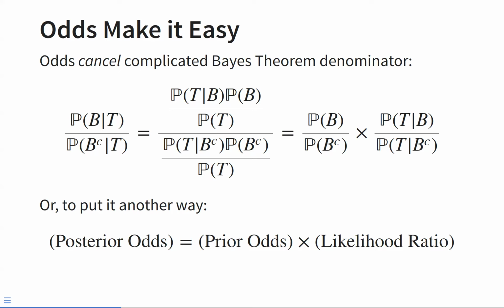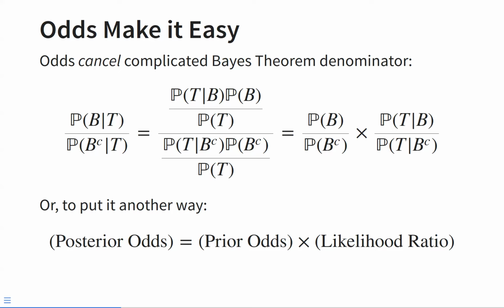So that's the probability that she has breast cancer given that she tests positive, divided by the probability of B complement given T. That's the probability that she doesn't have breast cancer given that she tests positive. So we can apply Bayes' rule twice. First, we do it for the numerator, which comes directly from the previous slide. And then we do it for the denominator, which is identical, except that we now have a B complement where we used to have a B.